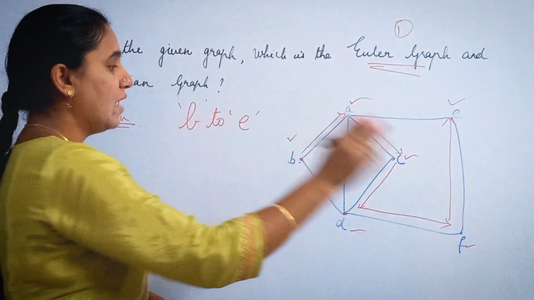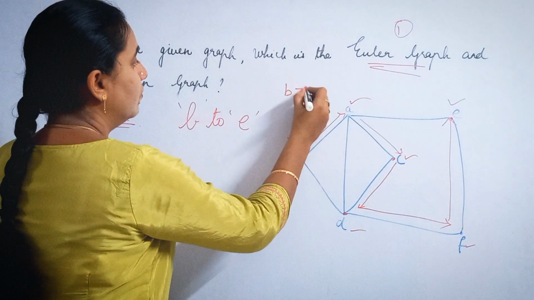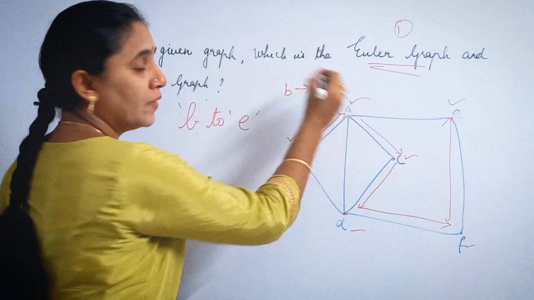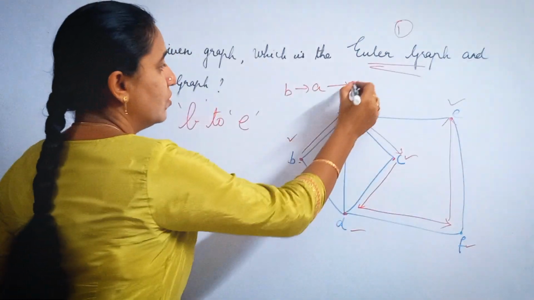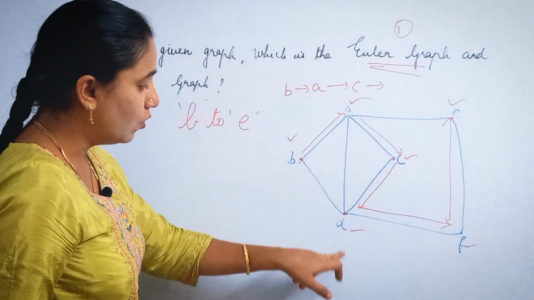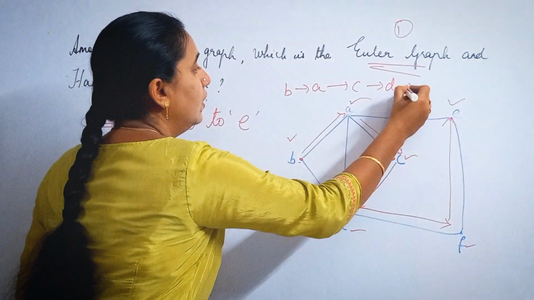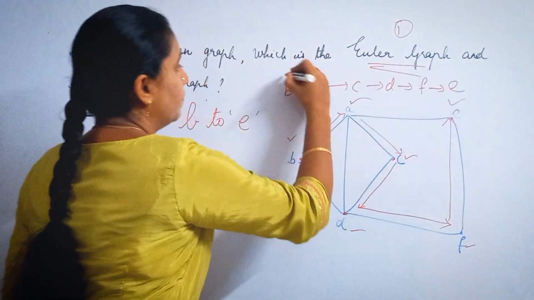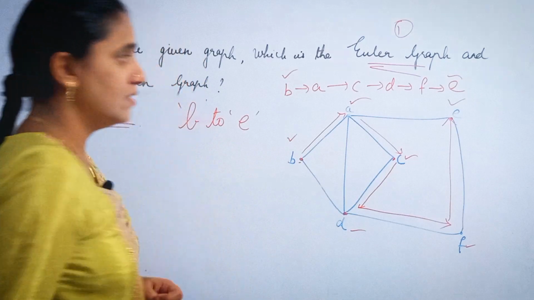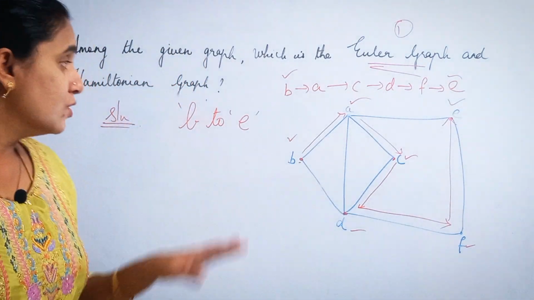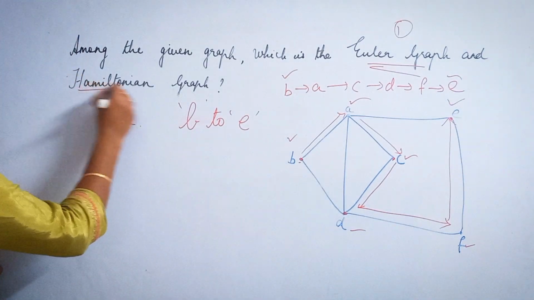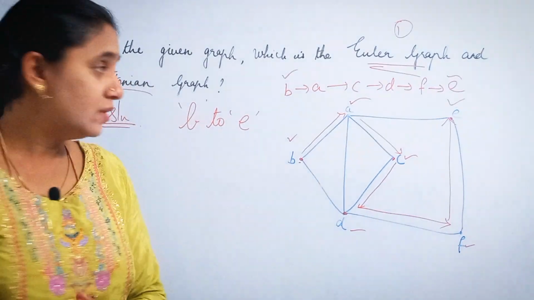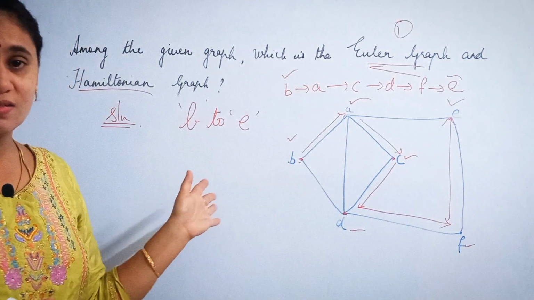The order of traveling: from B I went to A, from A to C, from C to D, from D to F, and F to E. This is the source and this is the destination. So now I can tell that this is also a Hamiltonian graph. Friends, is it easier for you to understand?